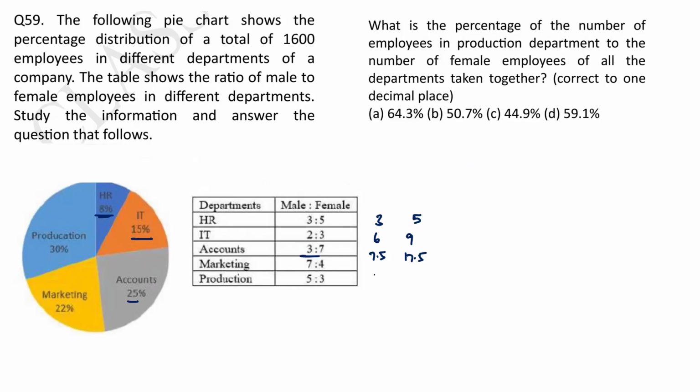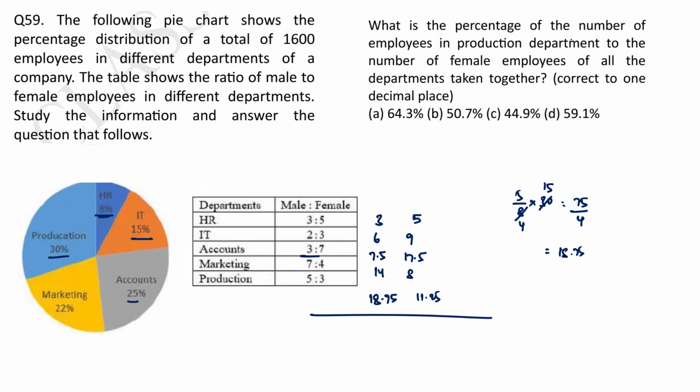Marketing, if I do it, is 11 parts. So it is 14 and 8. And then after production, you do it. It is 8. So 30, you do it 8 parts. So 5 by 8 of 30, which is 75 by 4, which is 18.75 male, and female is going to be the remaining 11.25.